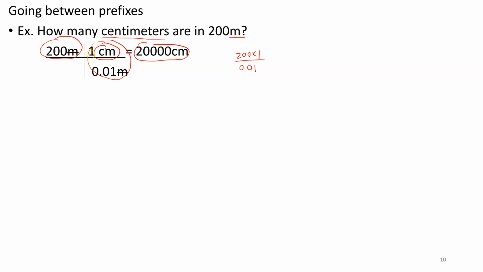To make sure you did it correctly, all you have to do is make sure the unit you're starting with cancels out, like it does here. That's what we know we did correctly. And the unit you're looking for is on top. You're good to go. That's all you got to do.